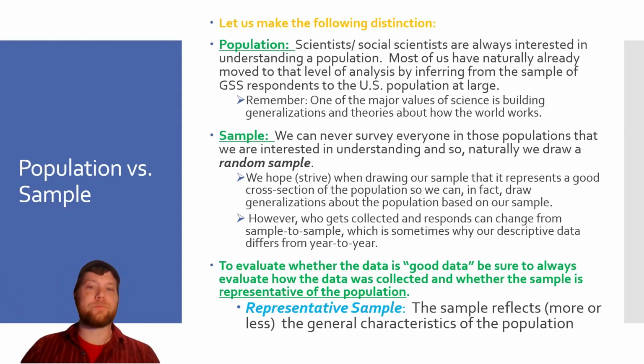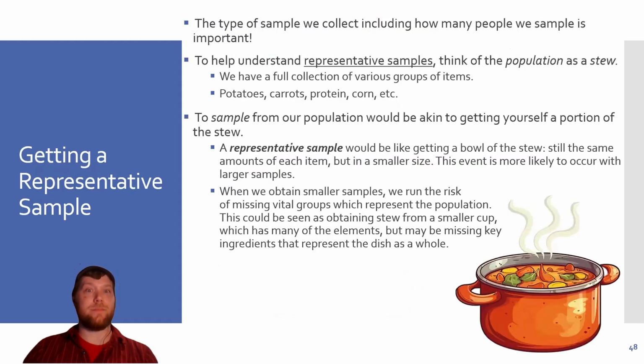which is sometimes why our descriptive data differs from year to year. Now, to evaluate whether our data is good data, we should always be sure to evaluate how the data was collected and whether the sample is representative of the population. A representative sample basically means the sample reflects more or less the general characteristics of the population. And honestly, the type of sample we collect, including how many people we sample, is really important.